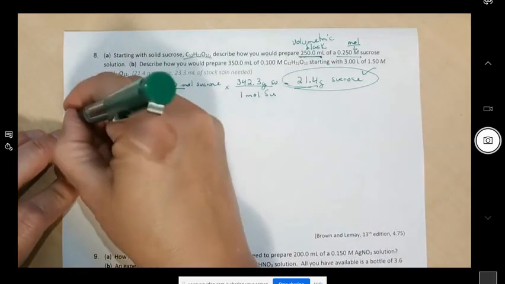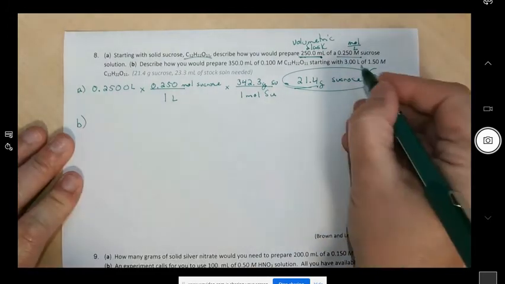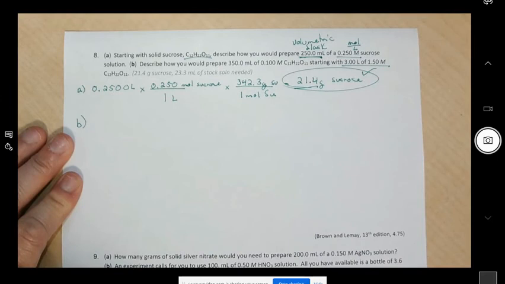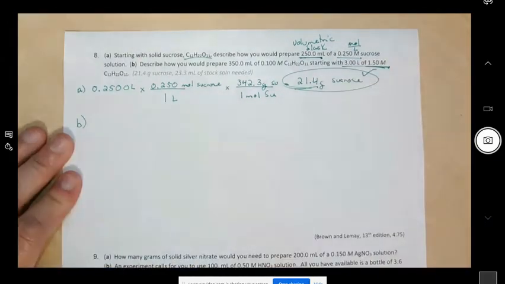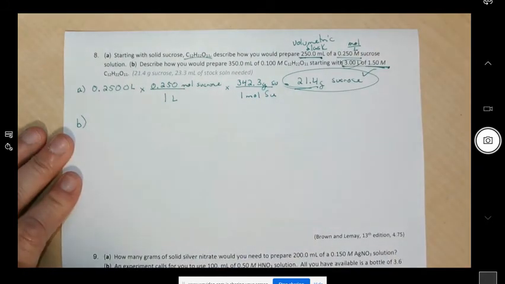Second question on here. Describe how you would prepare 350 milliliters of a 0.1 molar solution, starting with a stock solution of 1.5 molar sucrose. Just because you have 3 liters of a more concentrated solution doesn't mean you're going to use all 3 liters. You are still trying to figure out how much of that 3 liters you're going to use. So don't be fooled by the fact that they're giving you 3 liters. You can't use 3 liters and make 350 milliliters. So think about that a little bit.